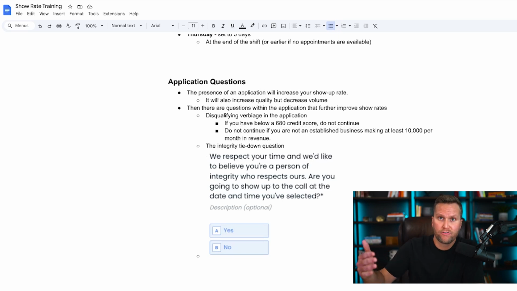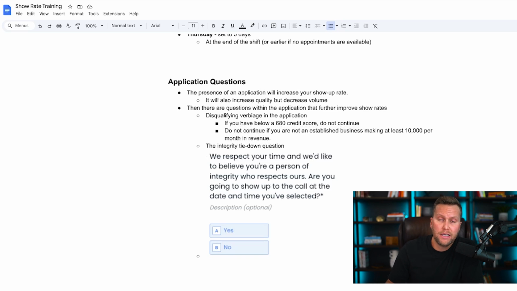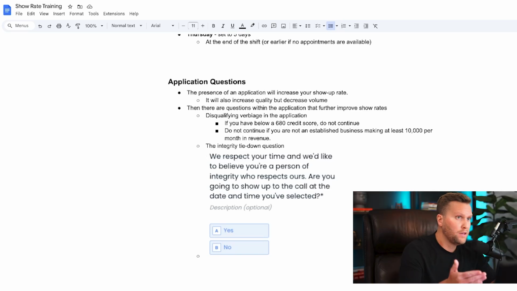When you're adding in friction, you're adding in this application, it's because you're going through the process of, hey, I got appointments on the calendar, my sales team's meeting with people, but the quality is not that great. So let me add in an application to increase the quality and get people through the sales process that are actually a good fit. Now, when you do that, you will also see an increase in show rate.